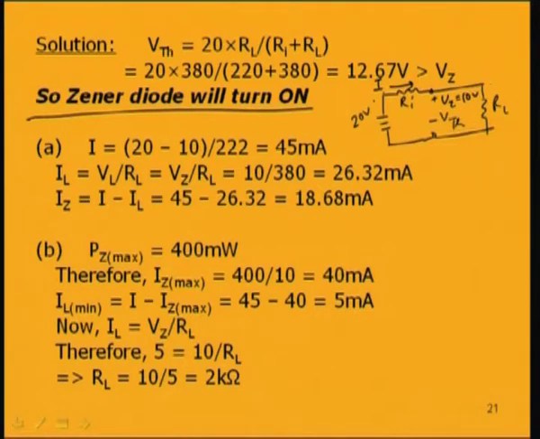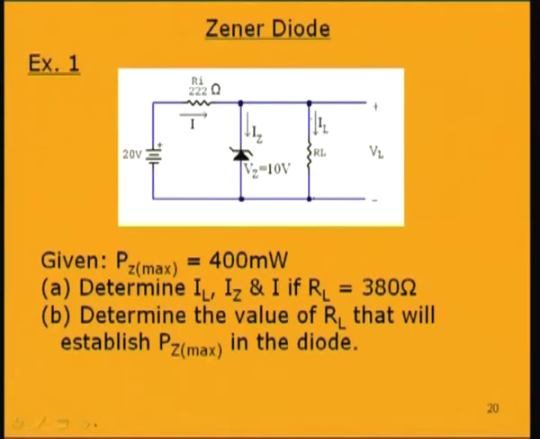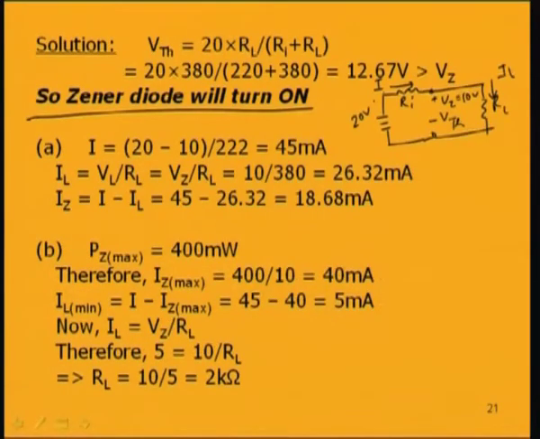Now, what about this current IL? IL is equal to the voltage across this load resistance divided by load resistance RL. Now, what is this voltage? After Zener breakdown, this voltage is constant at 10 volt. So, this voltage is also 10 volt. 10 volt divided by load resistance 380 ohm will be the current IL. So, Vz by RL, 10 volt divided by 380, gives 26.32 milliampere as IL current.